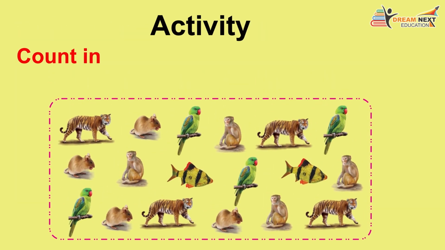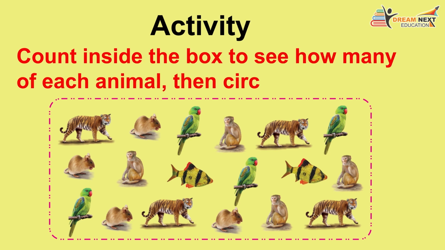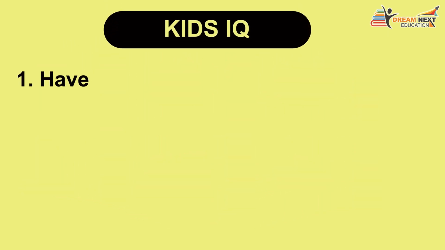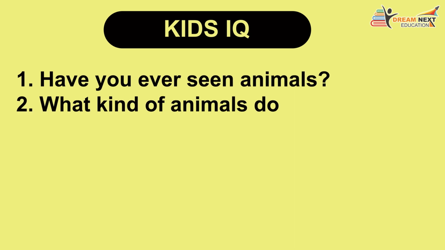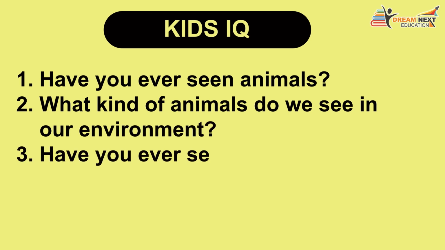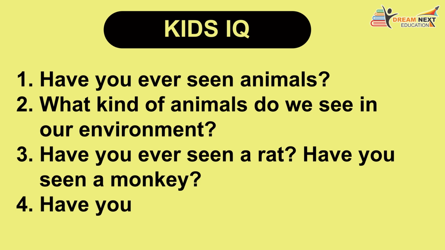Activity. Count inside the box to see how many of each animal, then circle the number. Kids IQ. 1. Have you ever seen animals? 2. What kind of animals do we see in an environment? 3. Have you ever seen a rat? Have you seen a monkey? 4. Have you seen a parrot?